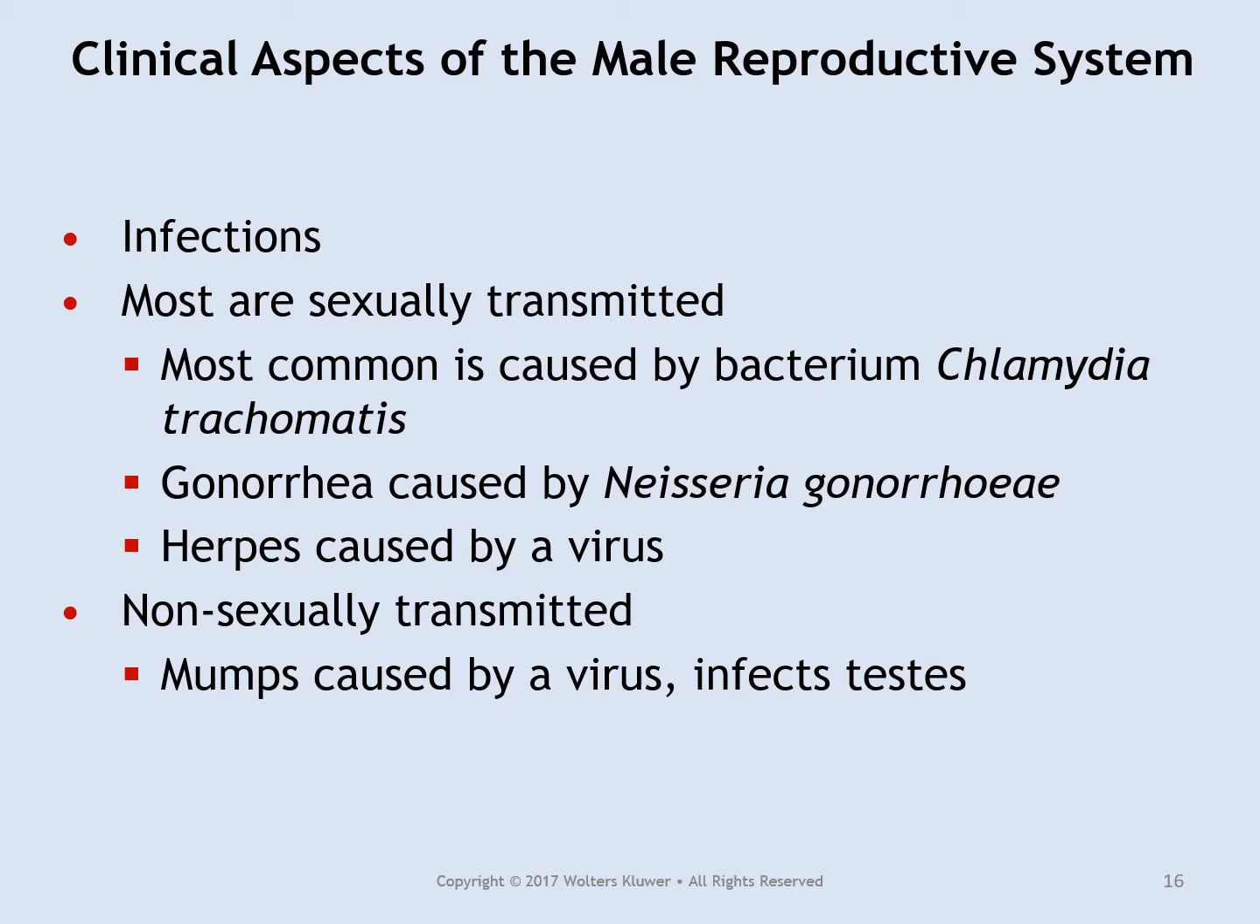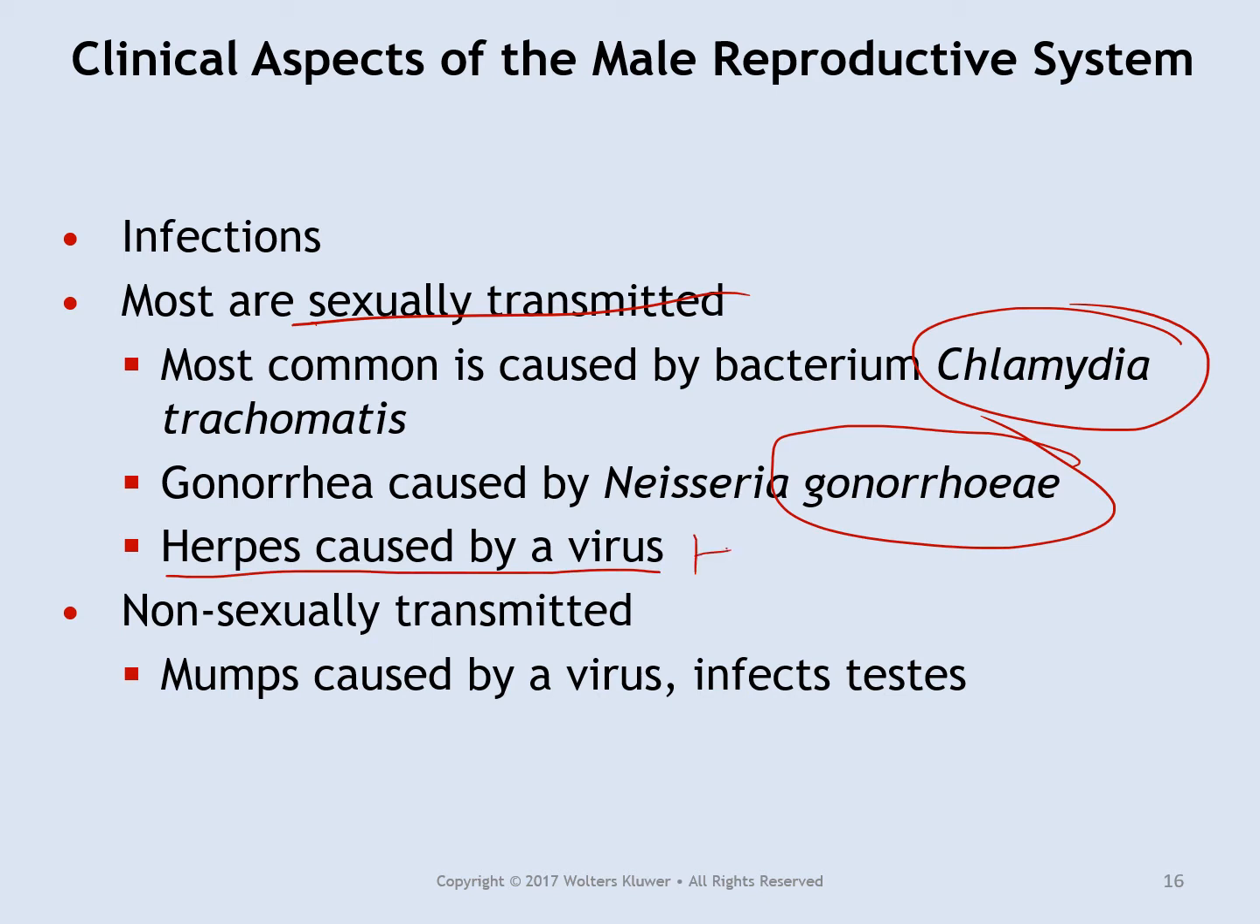So infections of the male reproductive system, most of them are sexually transmitted. Most common one is chlamydia. Second most common is gonorrhea. We'll talk about both of those. Herpes is also very common, HPV, herpes papilloma virus. Non-sexually transmitted infections of the reproductive system would be ones like mumps, for example. Mumps is one of the M's in our MMR vaccine.